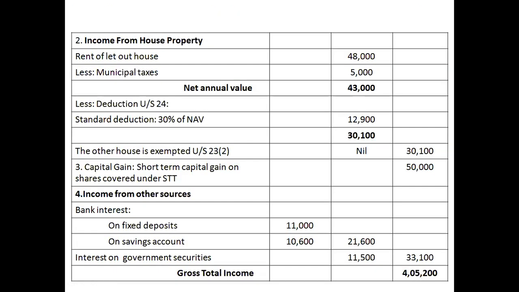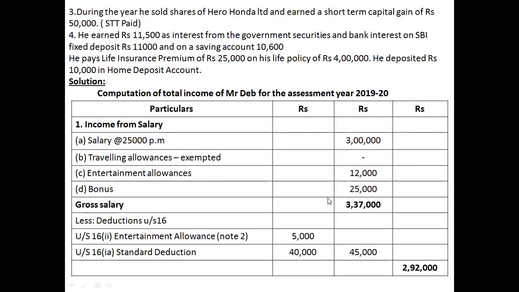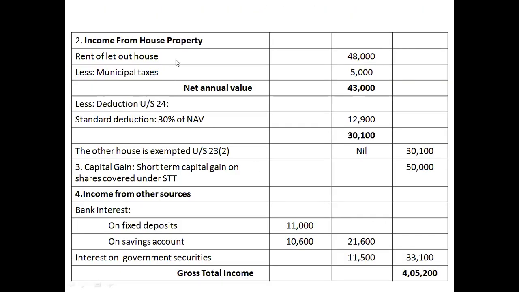Then after that, we have to compute your income from house property. What is the income from house property? They have given in the problem the rent of the let out house, 4,000 rupees. So we write 4,000 into 12, and you will get 48,000.